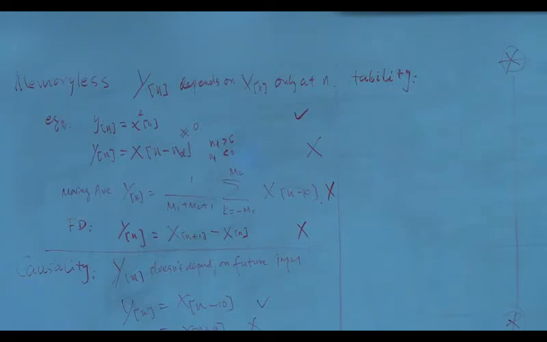The differentiator in continuous time is an unstable system. But this one, in discrete time, is stable. All right, so that is it. Any other?